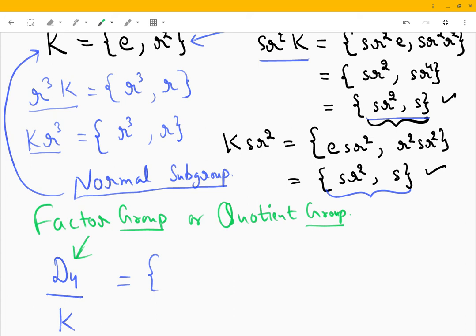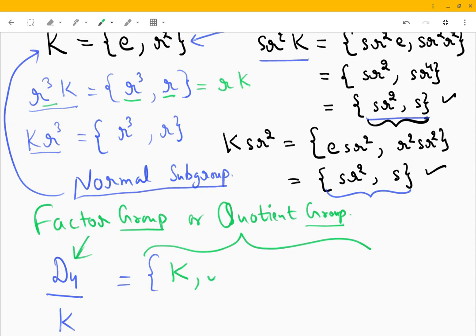D4 has cardinality 8, and this quotient group, how many left cosets? See, R cube. So this coset has R in it. That means Rk will be the same as R cube K. So the first element of this factor group or quotient group is the normal subgroup K itself. It is also the identity for this group. The group we are just about to form is called the quotient group.